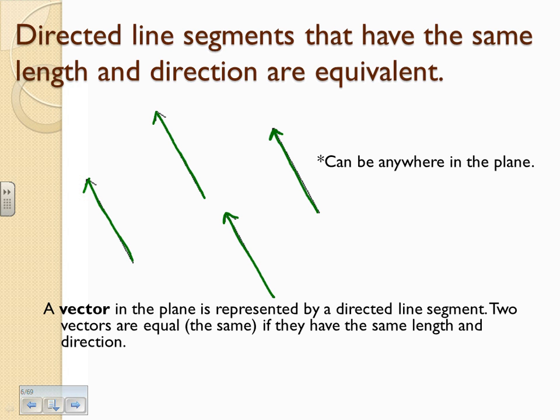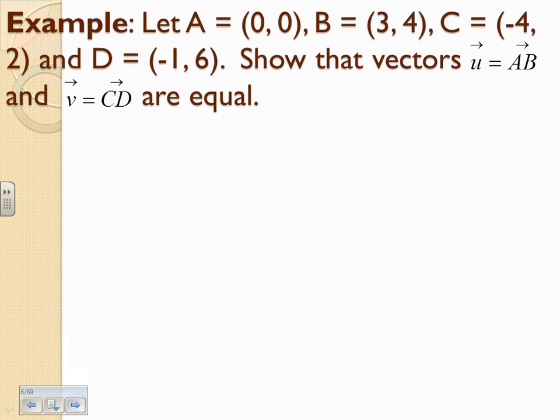Everybody got it? Okay. So let's look here, and we have some points A through D. We want to show that vector u, which is AB, and vector v, which is CD, are equal.